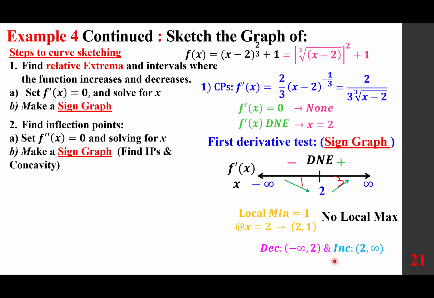Now let's go with the inflection points. If we have any, to do so we have to go with f double prime and set that equal to 0 or doesn't exist. So what is f double prime?